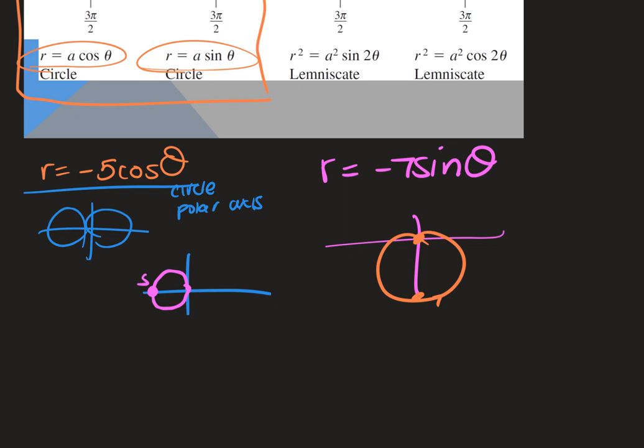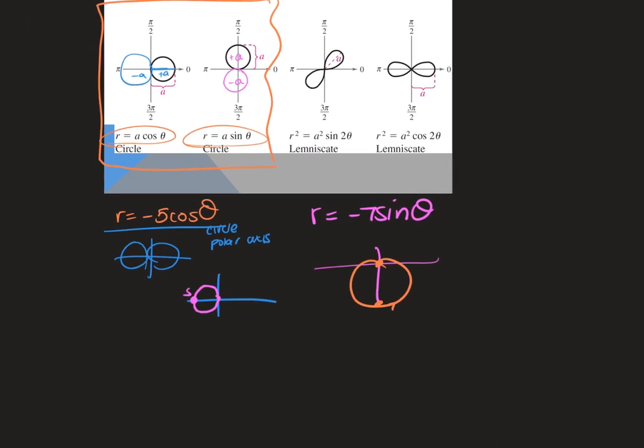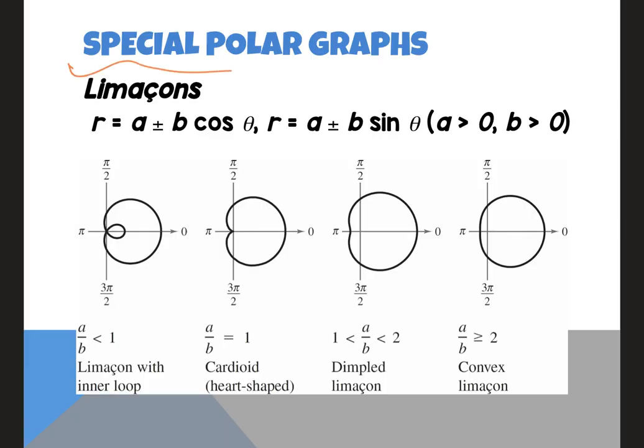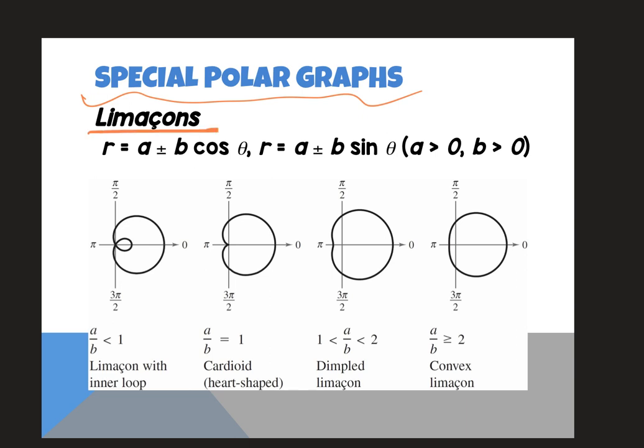So if you put this on a polar coordinate grid, you would go out to the 7th ring and I would draw my circle. All right, so we're going to do this one first, okay? So special polar graphs, the second one after circles, is called a limaçon.